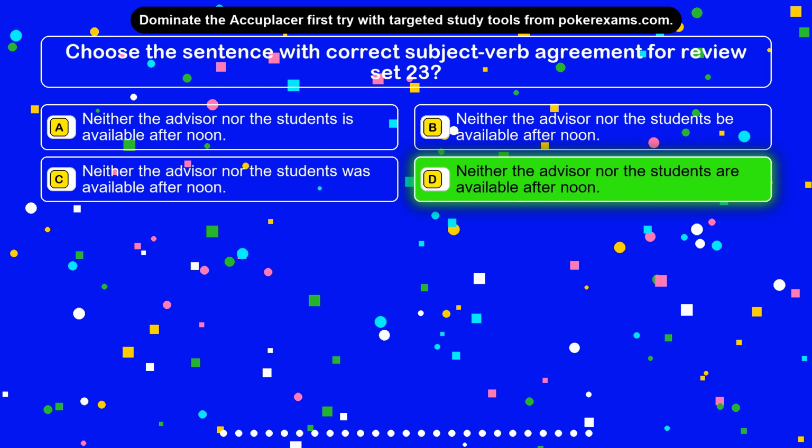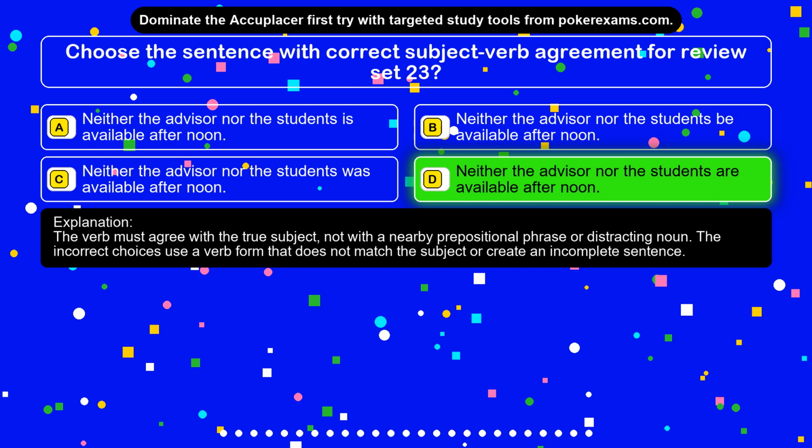The correct answer is option D. Neither the advisor nor the students are available afternoon. The verb must agree with the true subject, not with a nearby prepositional phrase or distracting noun. The incorrect choices use a verb form that does not match the subject or create an incomplete sentence.